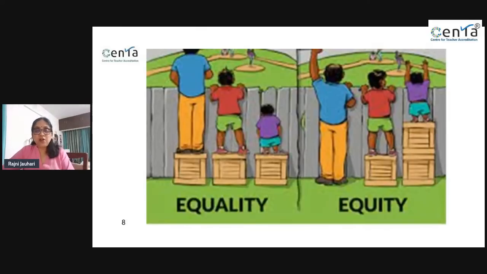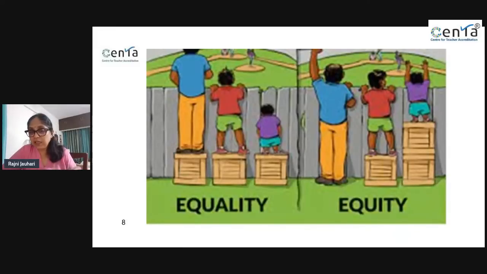So it's like, I need vitamin D, but someone is giving me vitamin C. My body does not require vitamin C, it requires vitamin D. So I need vitamin D to be given, not C. Similarly, in equity, it says that as per the need of the student, provide the support, provide the resource.